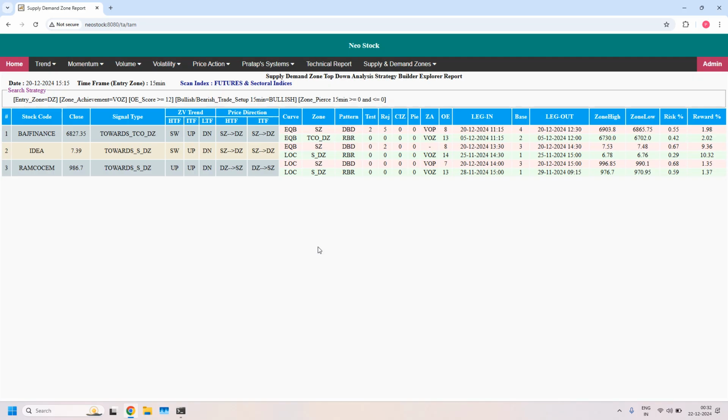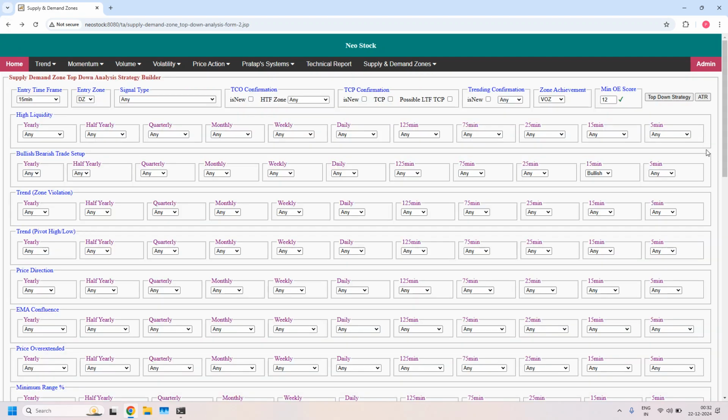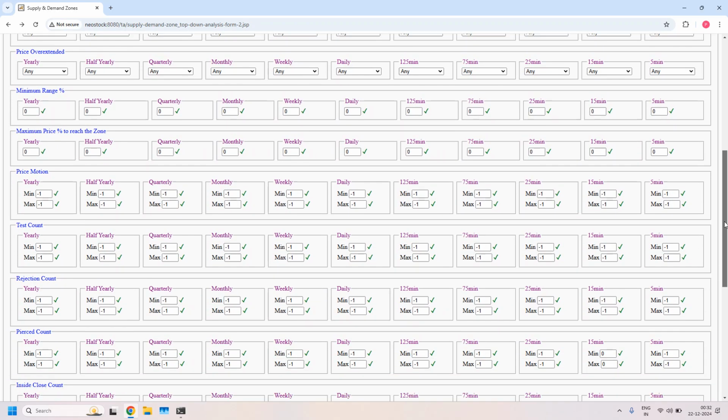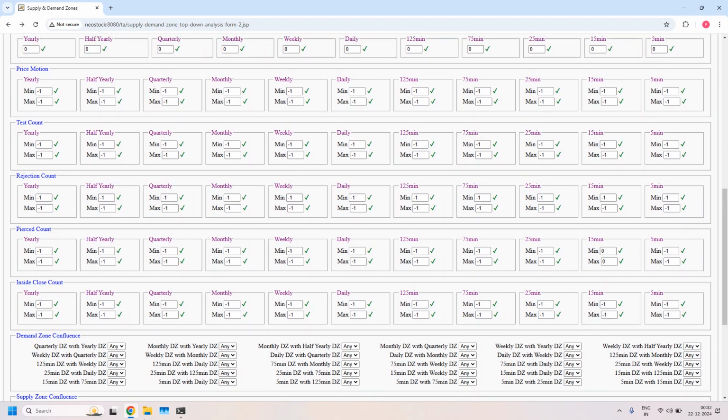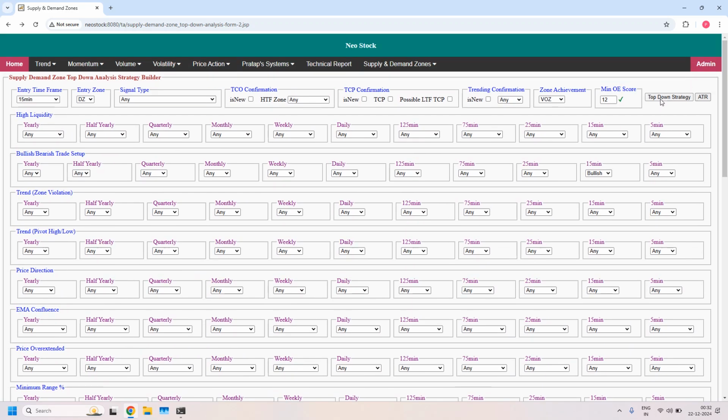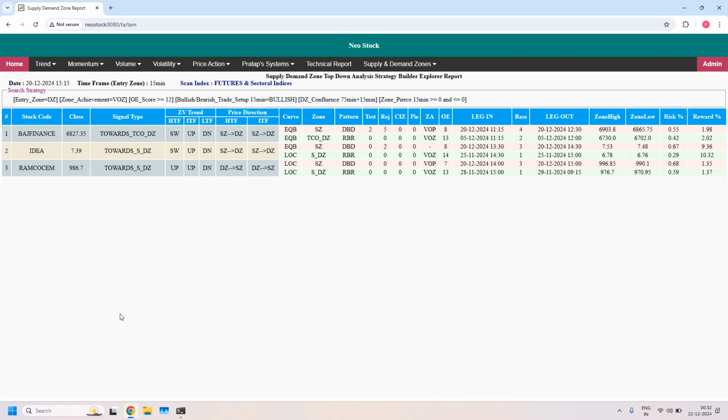But even then, how many have LTF and higher TF demand zone confluence? Let's verify. That is 15 minutes demand zone with 75 minutes demand zone confluence. I'm enabling that filter. With this filter, out of the 3 stocks, we got all the 3 stocks. So all these 3 stocks have ITF confluence. That means the 15 minutes demand zone is part of the 75 minutes demand zone.